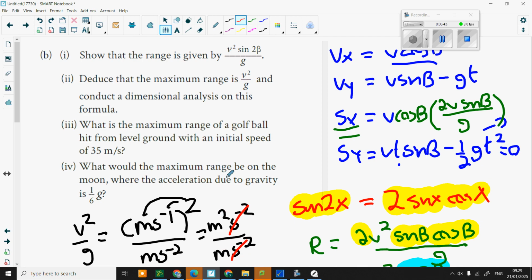M squared over m, which is just m. And range is measured in meters. How far I can throw a javelin is measured in meters. Do you get what I'm saying? How far projectiles travel is measured in meters.